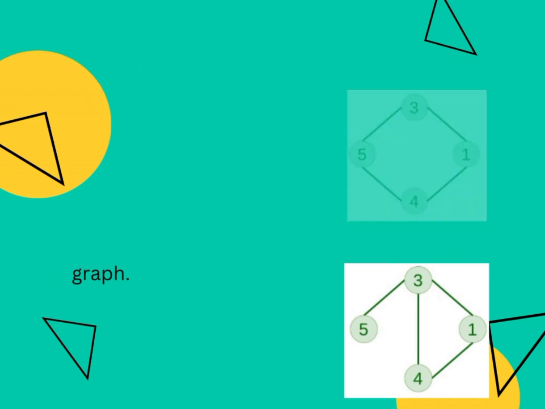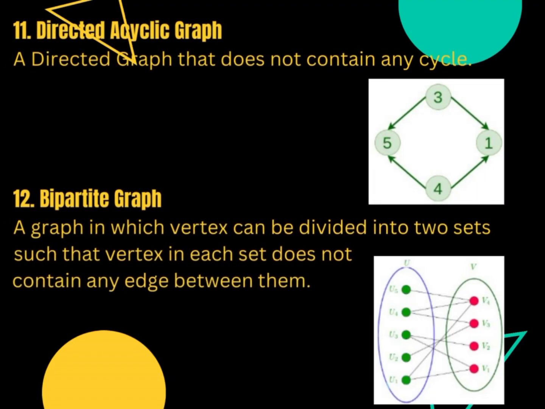Directed acyclic graph and bipartite graph. In a directed acyclic graph, there is no complete cycle. As you see in the image, we can visit from vertex 3 to vertex 5, but we cannot visit from vertex 5 to vertex 3 because it is directed from 3 to 5.